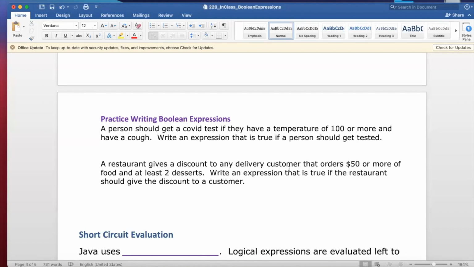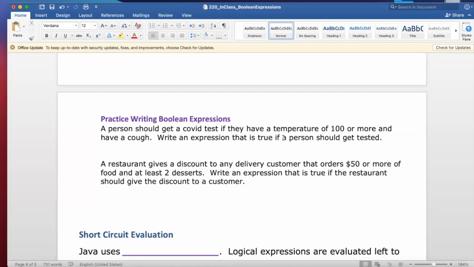In addition to practicing evaluating expressions, it's important to practice building expressions using Boolean operators. Let's do a few examples together. In these examples, we're given a problem statement. Our goal is to create a Boolean expression that captures the logic needed to make the decision described in the problem statement. Let's read the first problem.